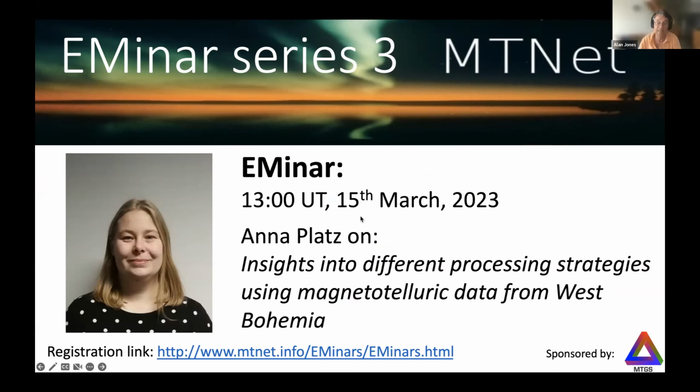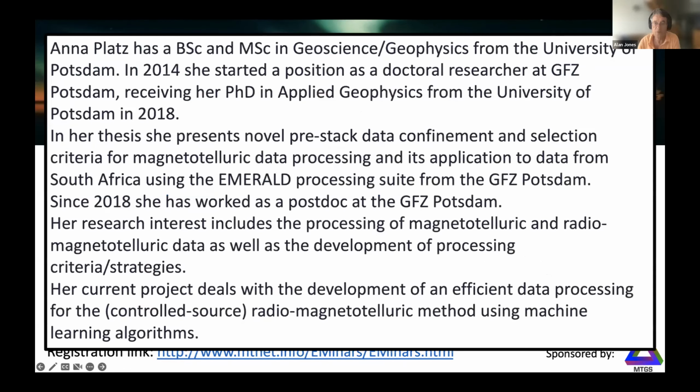You'll have read Anna's CV, so I won't read it in detail. But here you can read that she has been a postdoctoral researcher at GFZ since 2014, got a PhD in 2018, and is working on pre-stacked data selection and so on in the Emerald code. Her current project deals with efficient data processing for radio MT.